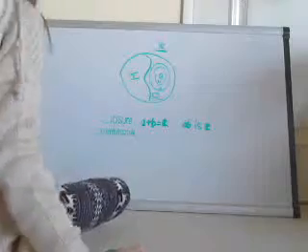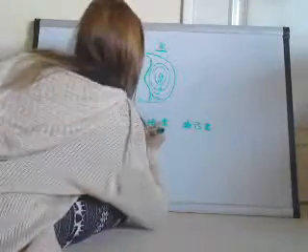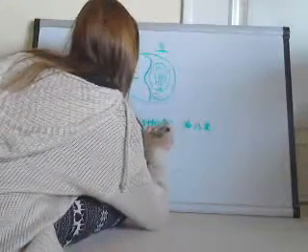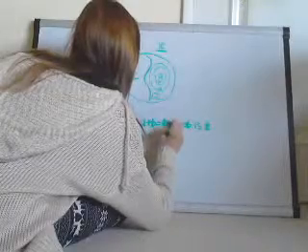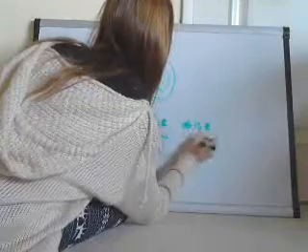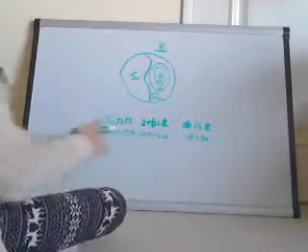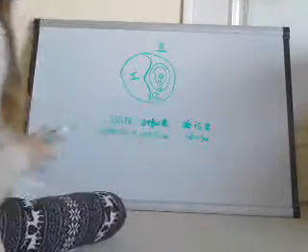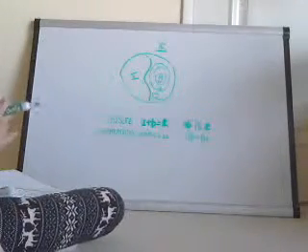Next is commutative. For addition, this is A plus B equals B plus A. For multiplication, it's A times B equals B times A. This basically states that if you reverse or flip the different sides, it's still going to be the exact same.